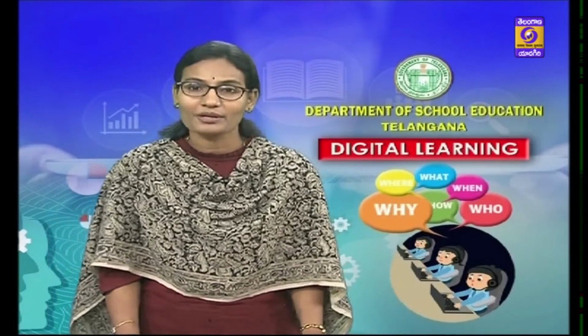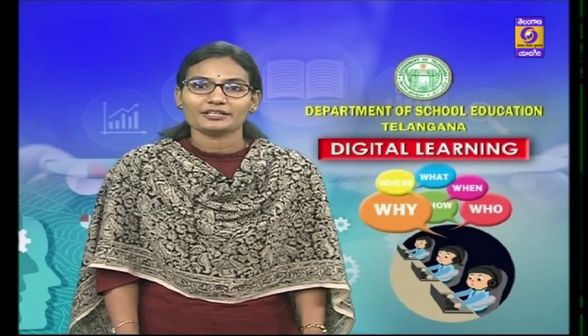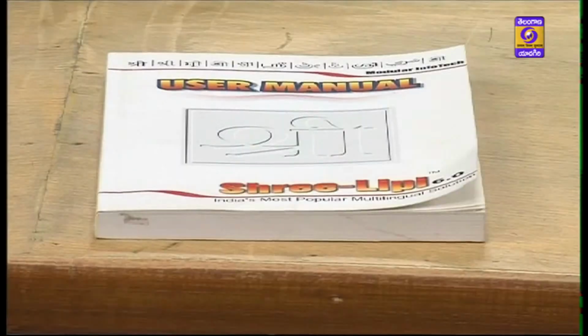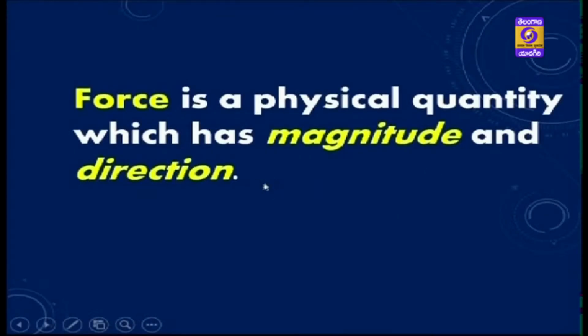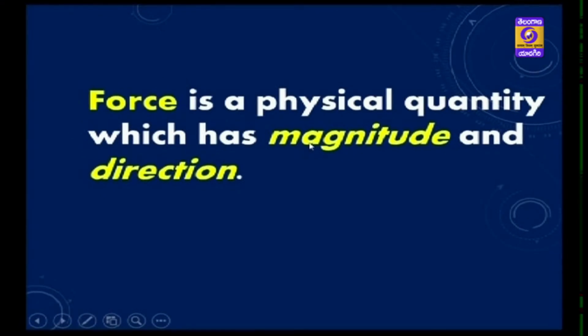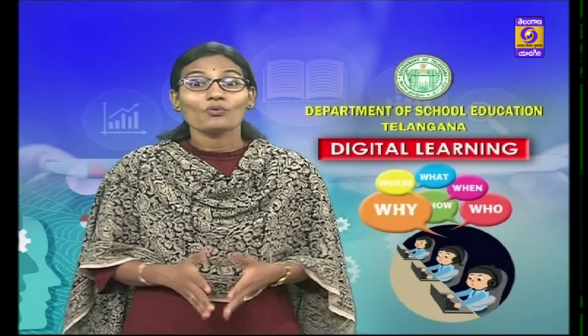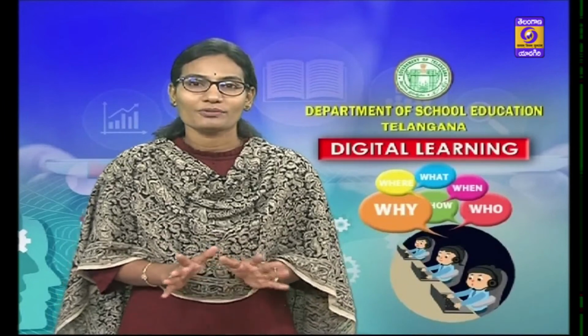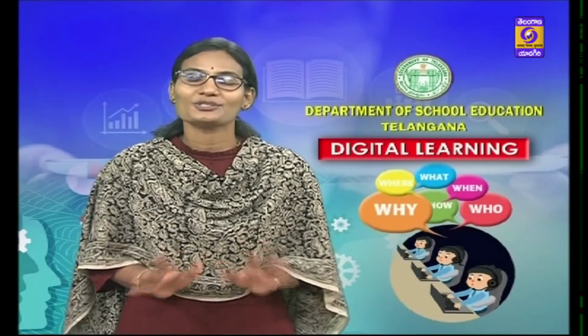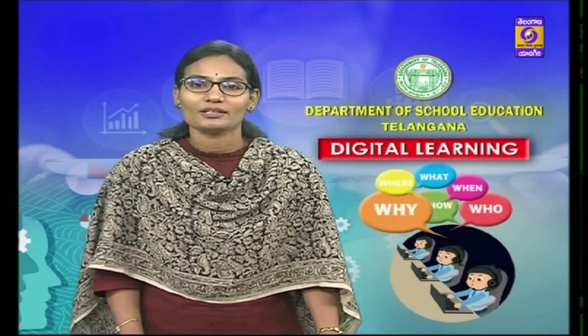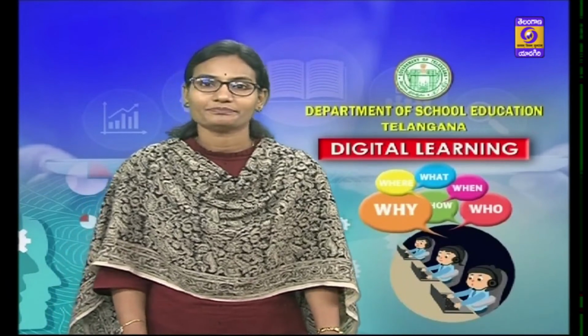The next concept is that force has a magnitude as well as a direction. Force is a physical quantity which has magnitude and direction. So children, we are going to discuss the direction of force. What is direction of force? For a better understanding, let us do an activity. Take a look at this picture.